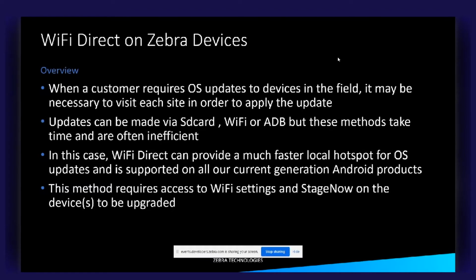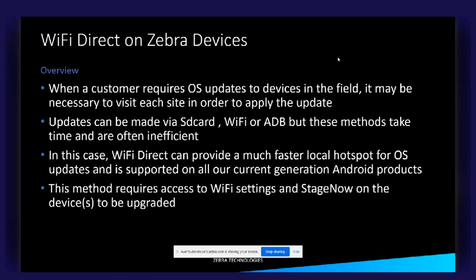So why would you use Wi-Fi Direct on Zebra devices? This is really targeted for situations where a customer requires an OS update to devices in the field, and it might be necessary to visit each site in order to apply the update. So if you have devices scattered throughout a region or a country, and say in a retail store, typically retail stores have got pretty poor bandwidth on the actual Wi-Fi infrastructure.